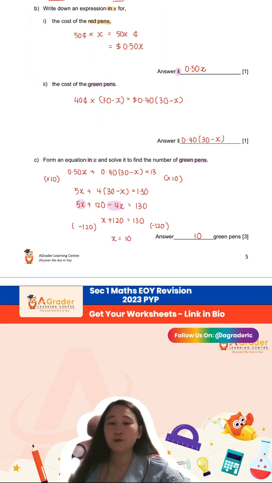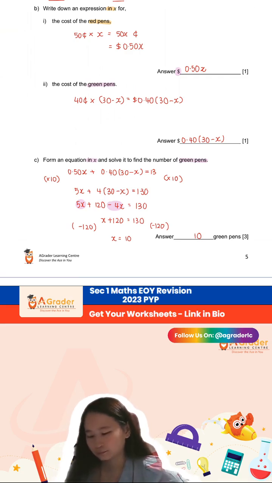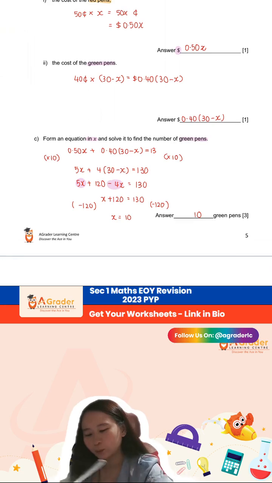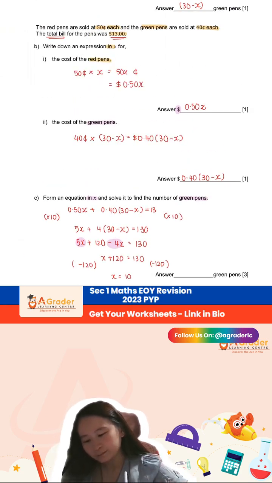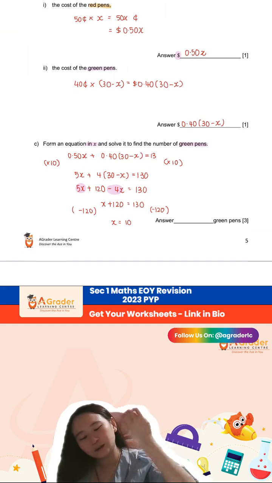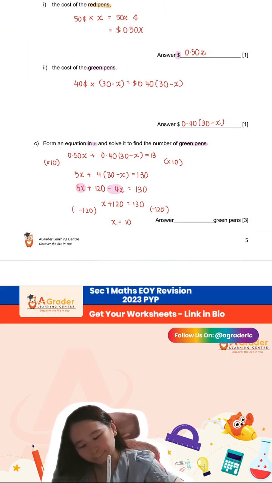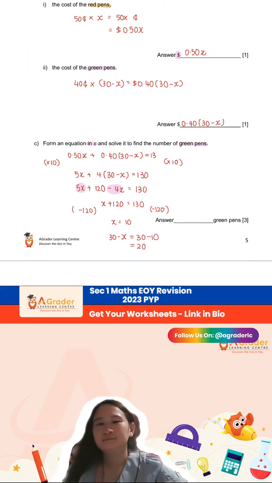Then I can find x equals to 10. Okay, so the number of green pens is 10. Oh wait, sorry. x is the number of red pens. So the number of green pens will be 30 minus x, which is 30 minus 10. Okay?